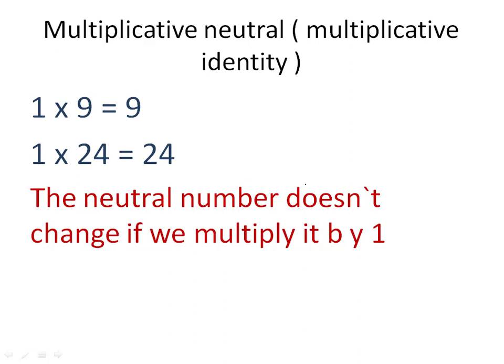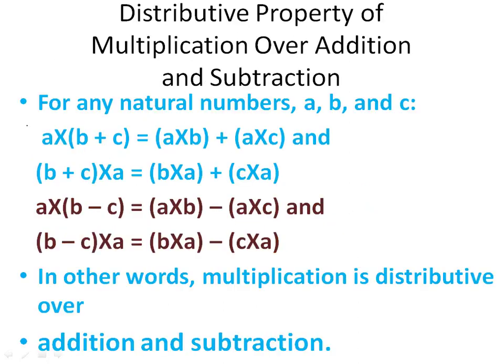The next property is the multiplicative neutral element, or multiplicative identity. As we saw in addition, the additive identity was 0. Here in multiplication, the multiplicative identity is 1. So when we multiply any number by 1, we get the same number. So multiplication by 1 does not change the result of multiplication. So that's the multiplicative neutral element.